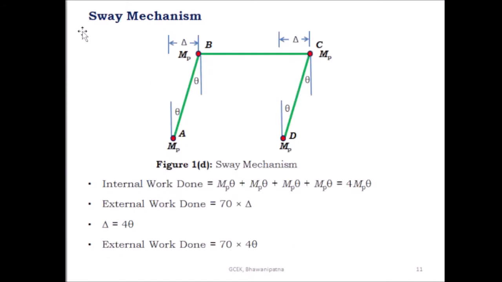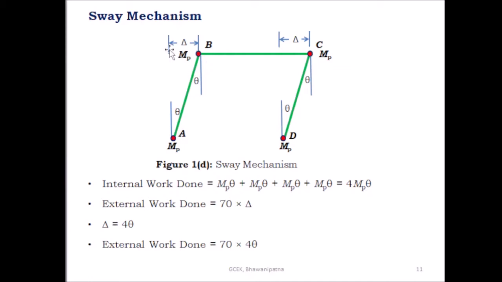Then the second mechanism, this is the sway mechanism. In the sway mechanism, these are the 4 hinges. So this is the column and this is the beam. At the bottom of the column there is one hinge at A and the second is at B, top of the column. Similarly at the top of the column CD, one hinge at C, and at the bottom of the column CD, one hinge at D. So these are the 4 hinges found in the sway mechanism at A, B, C and D.